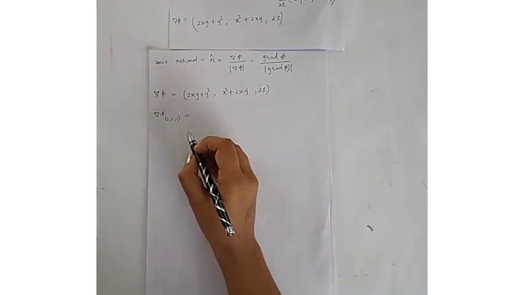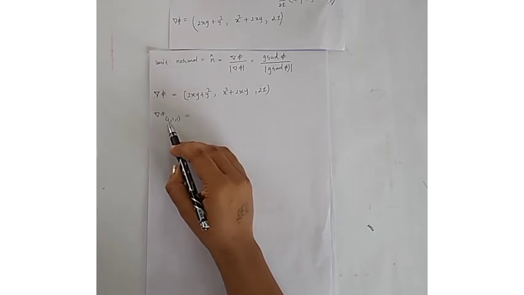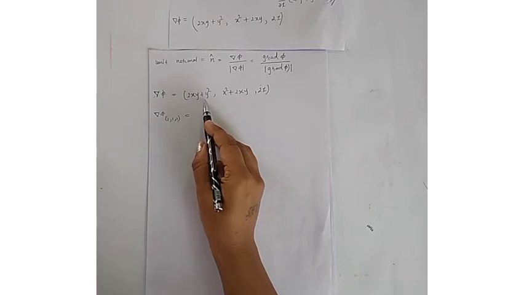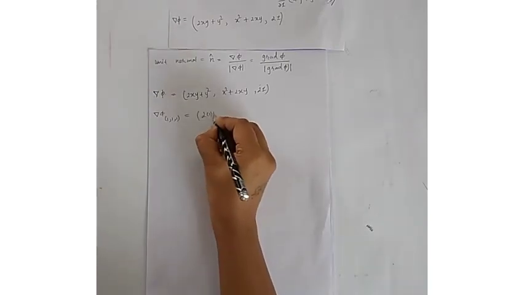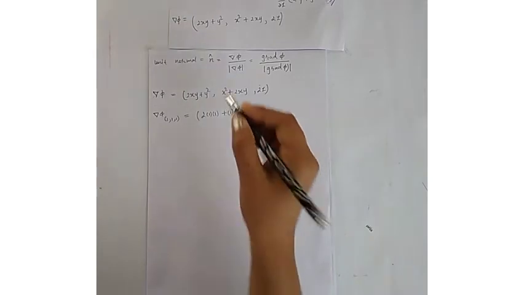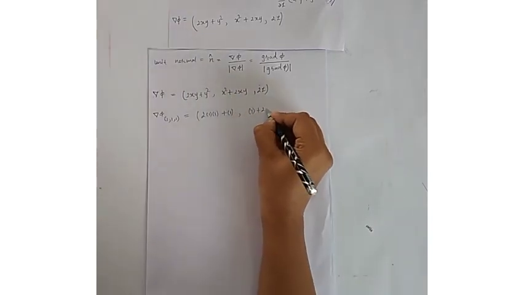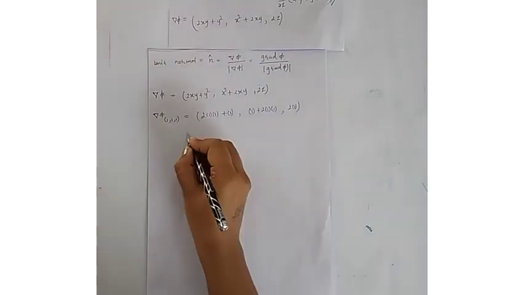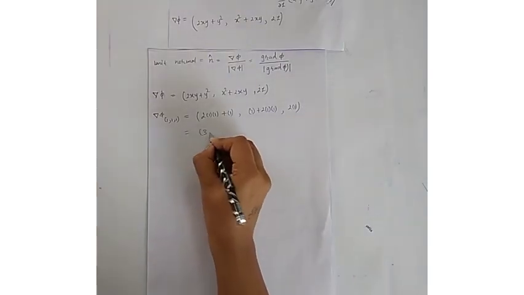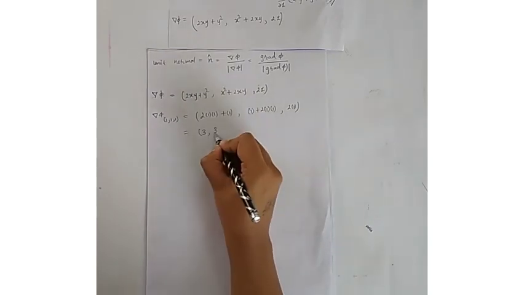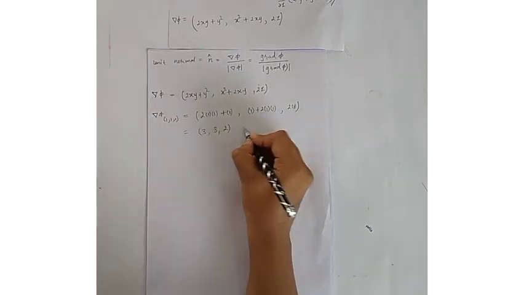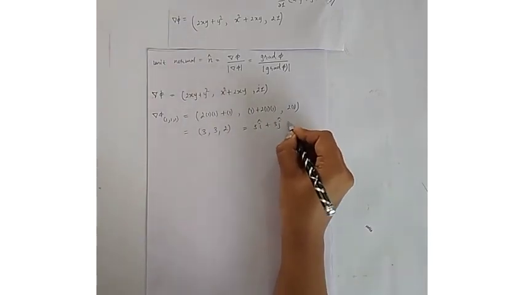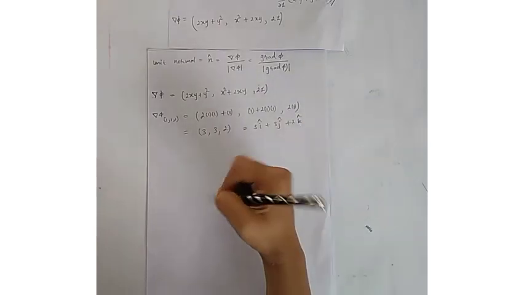So gradient phi at point (1, 1, 1). Meaning of this is that put x equal to 1, y equal to 1 and z equal to 1 in this vector. It will give 2 into 1 into 1 plus 1, 1 plus 2 into 1 into 1, and 2 into 1. So 2 plus 1 is 3. Here 1 plus 2 is 3, and 2. You can write it as 3 i caret plus 3 j caret plus 2 k caret.